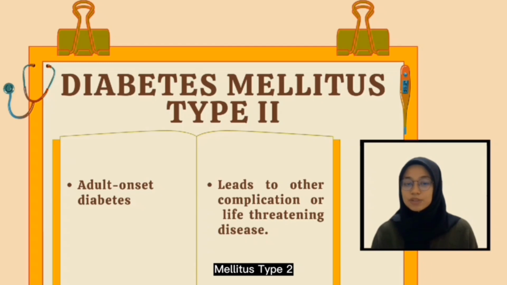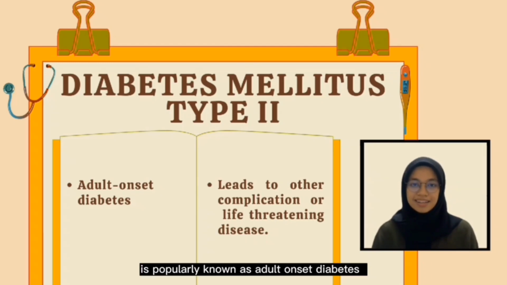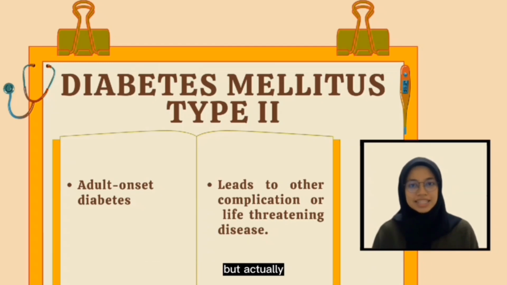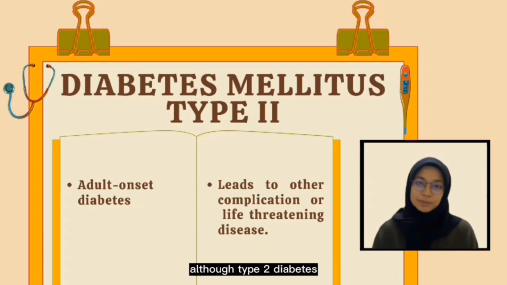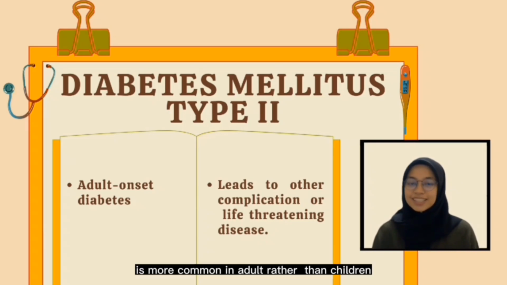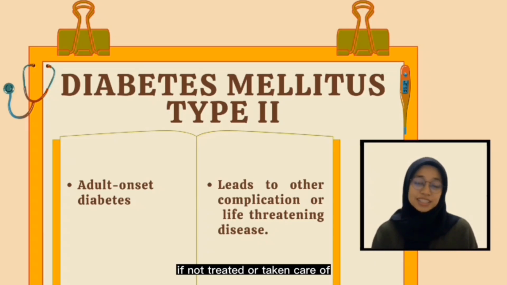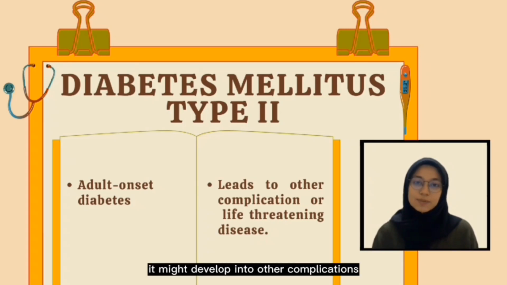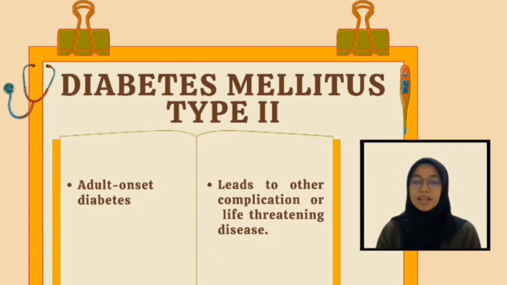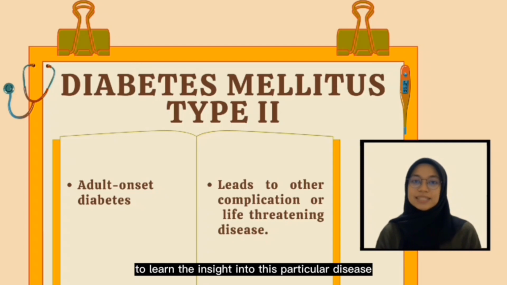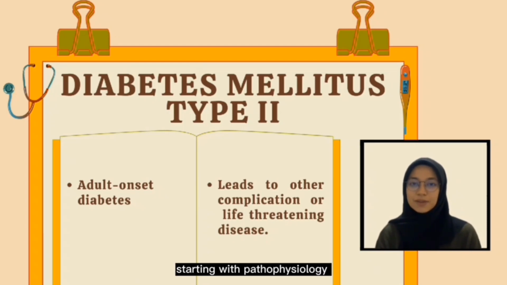Diabetes mellitus type 2 is popularly known as adult onset diabetes, but actually, both type 1 and type 2 diabetes can begin during childhood and adulthood, although type 2 diabetes is more common in adults rather than children. If not treated or taken care of, it might develop into other complications and lead to life-threatening disease. In this video, we will dive deeper to learn the insight into this particular disease, starting with pathophysiology.